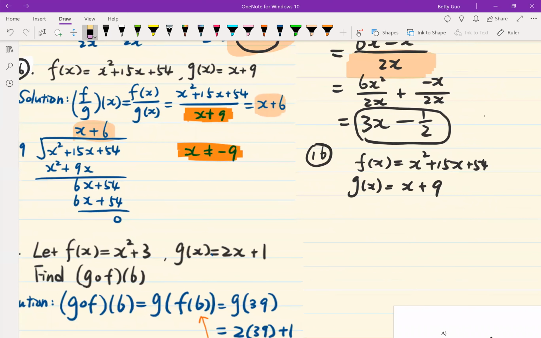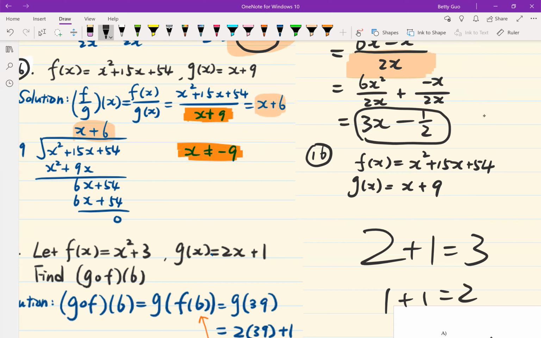Firstly, we need to make sure both of the 2 polynomials are in standard form. F of x has degree 2. It has 3 terms, and the 3 terms are arranged in descending order of the exponents: x squared plus 15x plus 54. And the linear function has degree 1. 1 plus 1 is 2. And it has 2 terms, arranged in descending order of the exponents.